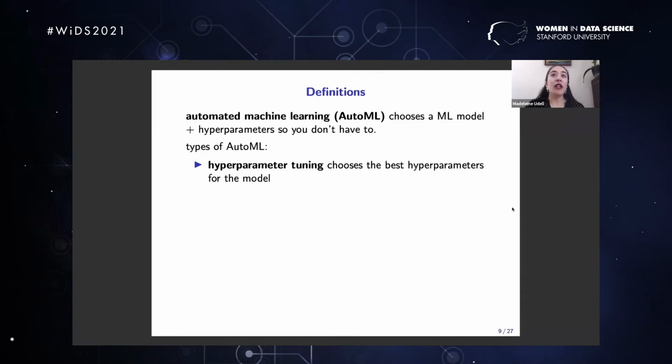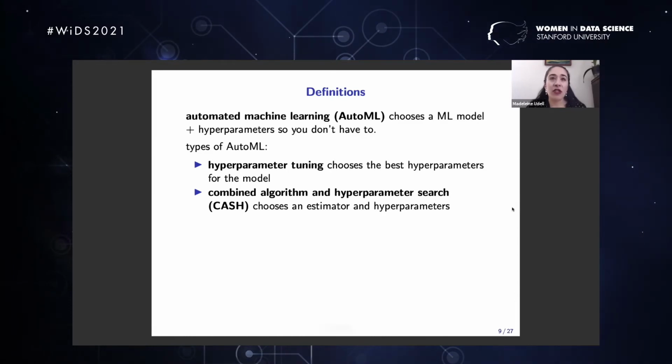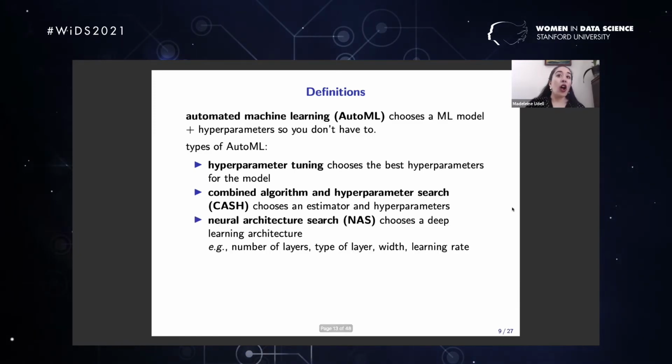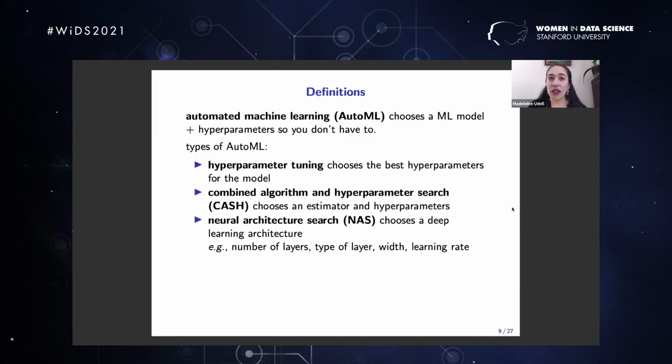Hyperparameter tuning is just choosing the best hyperparameters for the model. This might be something like the depth of a tree, or maybe the learning rate. Combined algorithm and hyperparameter search is sometimes called CASH; it chooses an estimator together with hyperparameters. Neural architecture search chooses a deep learning architecture. So maybe it'll tell you the number of layers, what type of layers, the width of each layer, and the learning rate to use to train this model. This is, in general, a much harder problem because the cost of training for every evaluation is much higher. You might also think about how to initialize your model, and this is a major topic of interest.